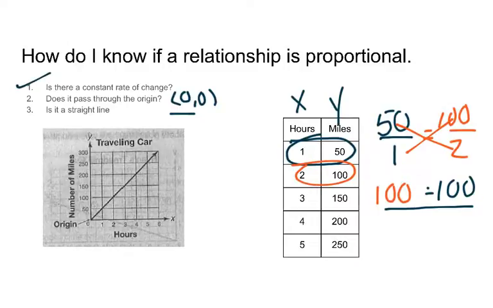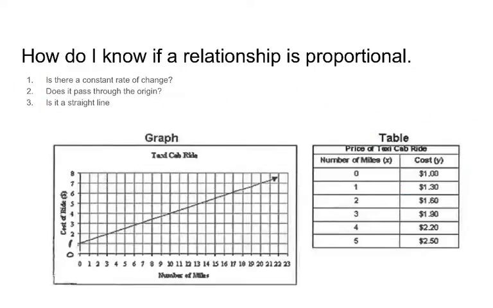So that's number one. Yay! We know that part is proportional. Then we say, does it pass through the origin? Well, when I look at the graph, it's 0, 0. I could also put the 0 in my table to see if the pattern makes it 0, 0, and it does. So yes, this passes through the origin. And then the last check is, is it a straight line? Well, when I look at it, it is a straight line. So, is this a proportional relationship? Yes, it is.